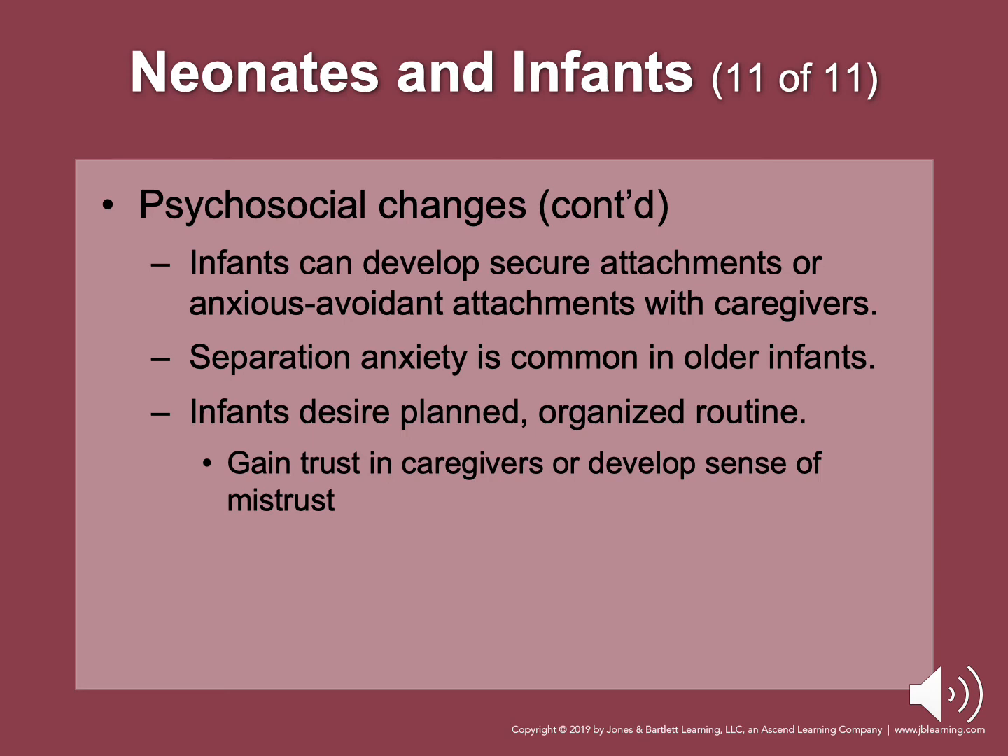Anxious avoidant attachment is found in infants who are repeatedly rejected. Secure attachment occurs when the infant understands that parents or caregivers will be responsive to his or her needs.